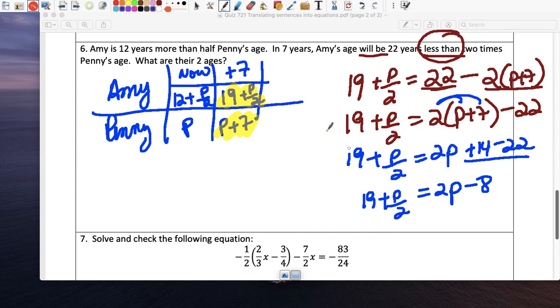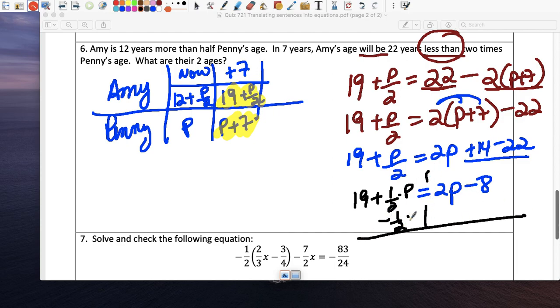We have variables on both sides. Which do you want to get rid of? It's really up to you. Obviously, P over 2 is the same thing as half. So let me just write that again. Maybe we can write it as 19 plus half of P, that makes it a little bit easier, equals 2P, half times P. So let's get rid of the, nothing changes, right? So get rid of this, minus half P, and we do minus half P.